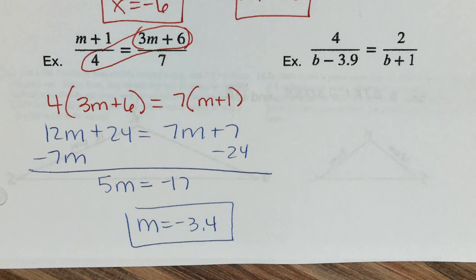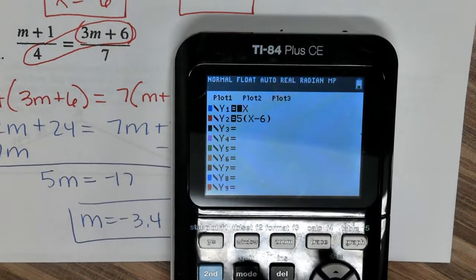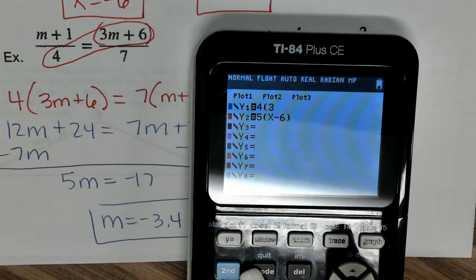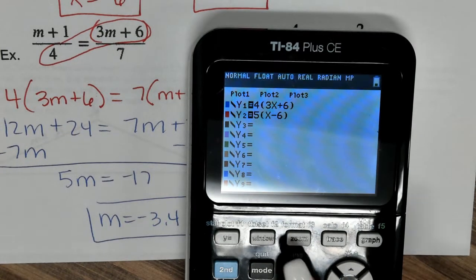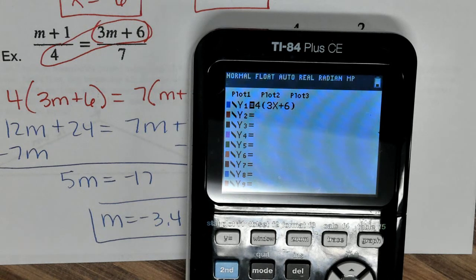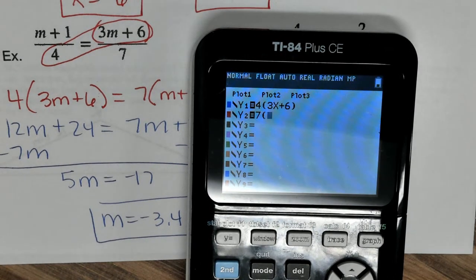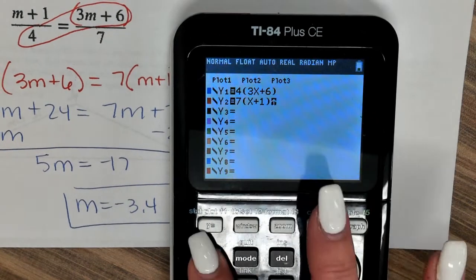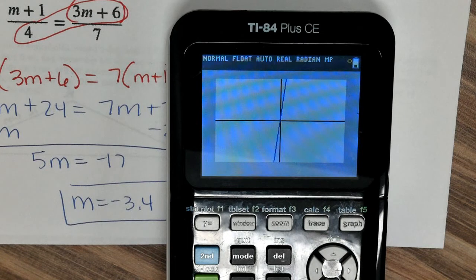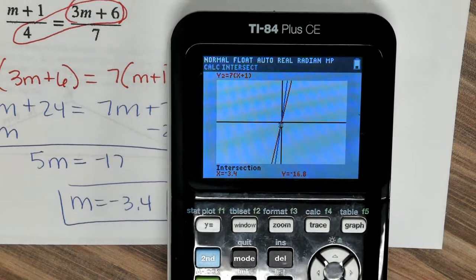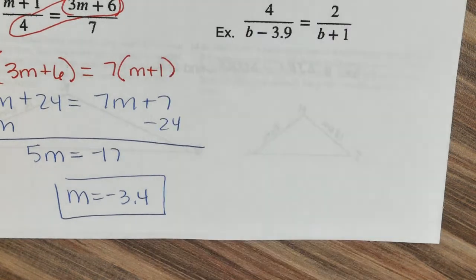Did we get -3.4? Some of us didn't. All right, let's look. I went to y equals. I typed in 4 open parentheses, 3x plus 6 close parentheses, then 7 open parentheses, x plus 1 close parentheses. Second trace 5. Enter, enter, enter, and my answer was -3.4. Did we put it in wrong?